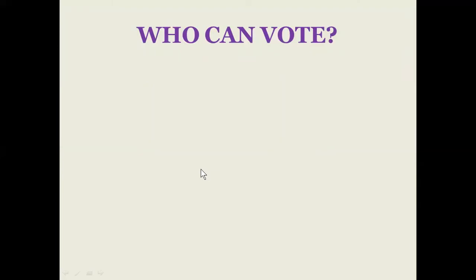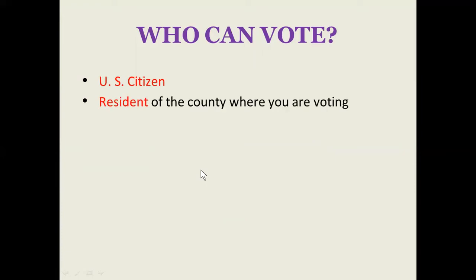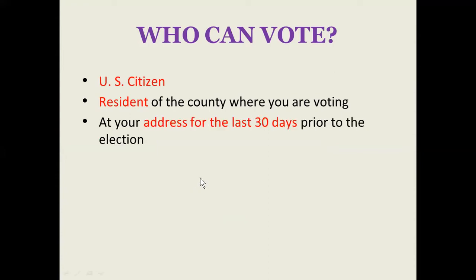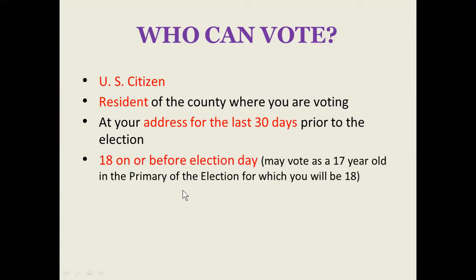Who can vote? You must be a U.S. citizen. You must be a resident of the county where you're voting. You must be living at your address for the last 30 days prior to the election. You must be 18 on or before Election Day. If you will be 18 by Election Day, it's okay to vote as a 17-year-old in the primary for that election.